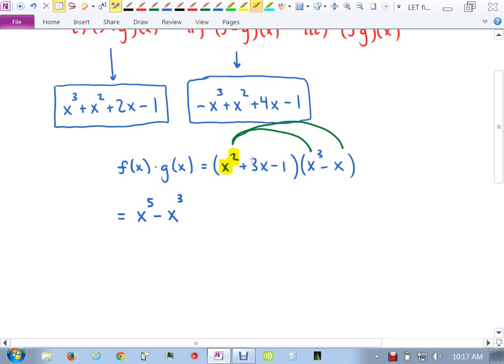Now, you move to the second term, positive 3x, and you do the exact same thing. Here and here. So 3x times x cubed would be positive 3x to the 4th. Positive 3x times negative x, negative 3x squared.